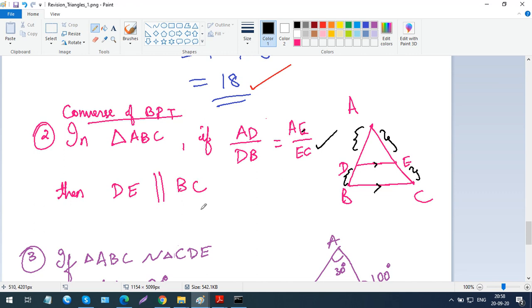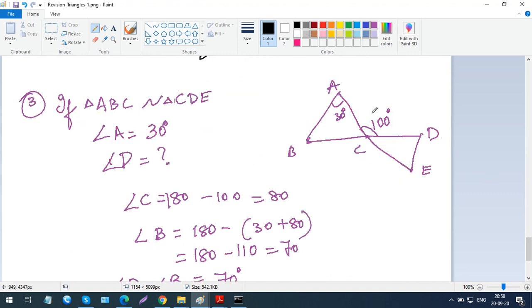Now the next thing is, if you have a triangle like this, okay, ABC and CDE are similar to each other. So A is 30, so obviously C will be 30, right? Here C is equal to 30, okay? Now they are asking you what's D. So D will be equal to B, but we don't know what is B. B is not given. So first we'll look at the figure. See, this is 100, and this whole thing over here is actually 180, isn't it? This whole thing, it's a straight line. So this whole thing is 180.